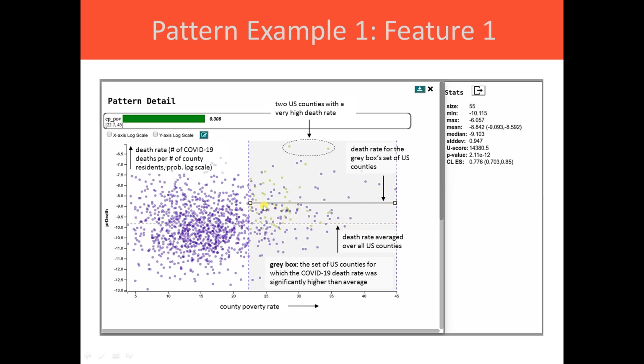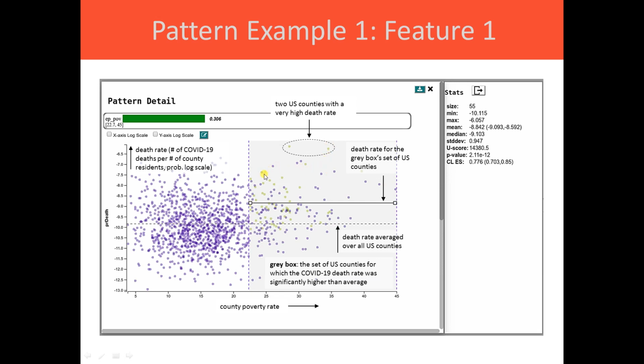And then the death rate for this particular pattern is here. That's the average death rate of this particular pattern, and it is higher than the US average. That's why this pattern is interesting. Up here you can see two counties that already have a way high COVID-19 death rate. Death rate is defined as the number of deaths divided by 100K population, so it's basically the deaths per population size.